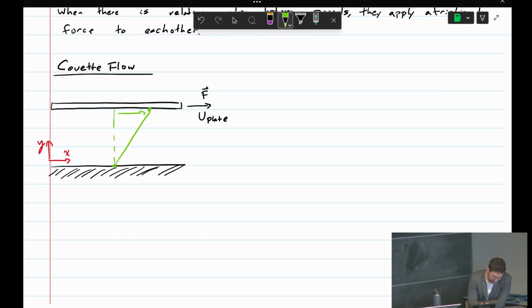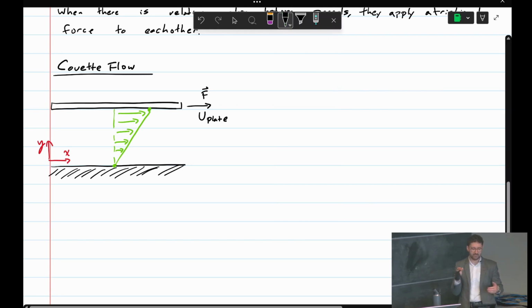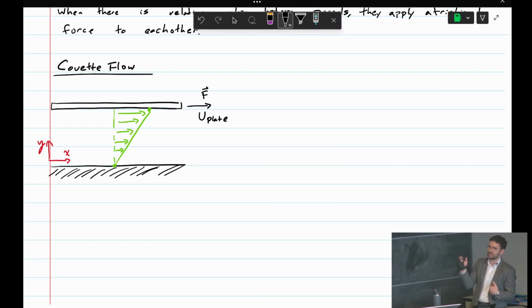If we assume a linear velocity variation, we get this. So the velocity varies linearly from 0 at the bottom all the way to U plate at the top of the plate. That linear variation is what the special case is. No slip always applies in a viscous fluid. It always sticks to the wall. But the linear variation of that profile is what's a very special case here for Couette flow.